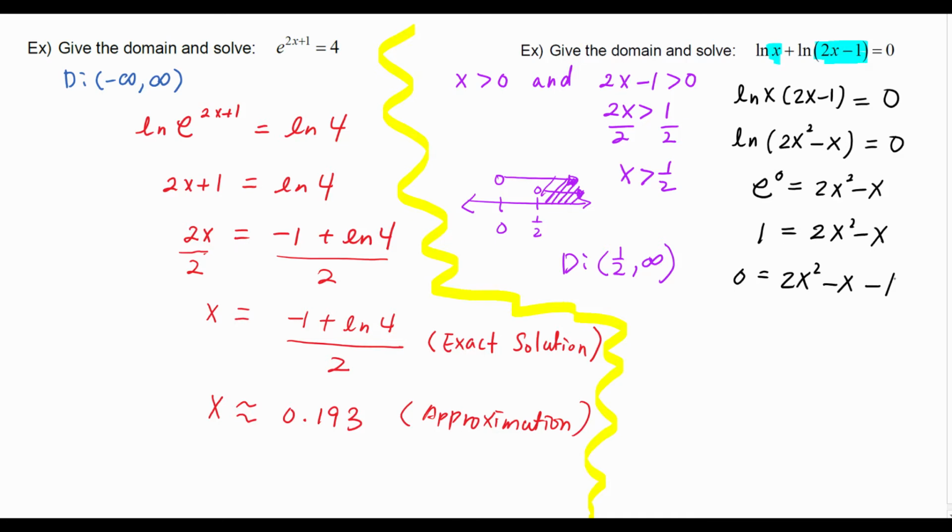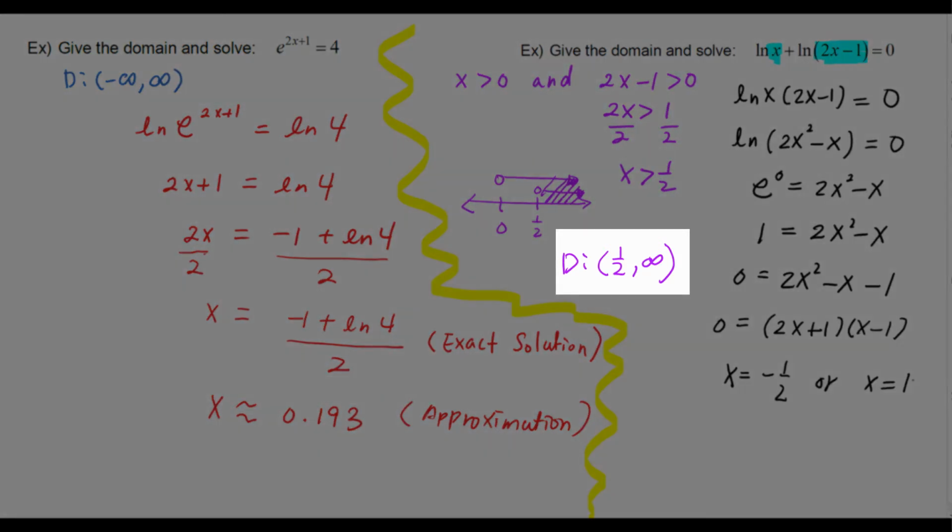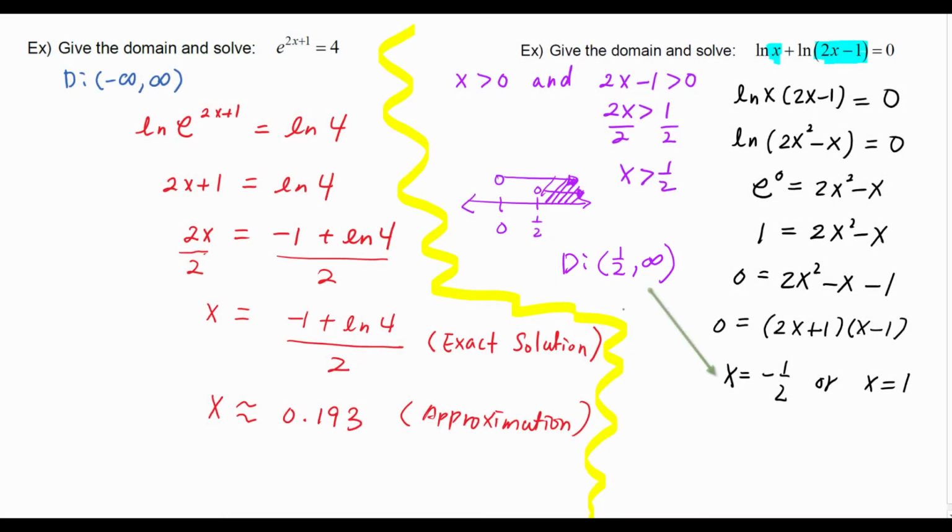And this guy factors. It factors as 0 equal to 2x plus 1 times x minus 1. So either x is -1/2 or x could be 1. But what is the domain for this problem? This problem will only make sense if x belongs to 1/2 to infinity, not included. So -1/2 cannot be the solution. So your solution will be only x equal to 1.